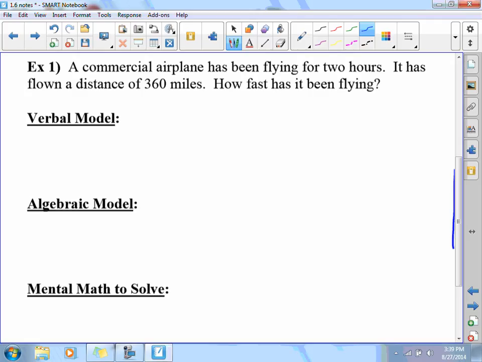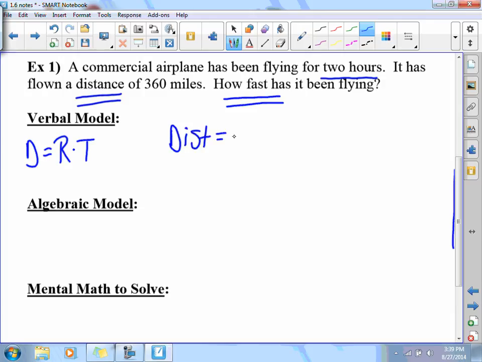So there's a couple key words that you should recognize in here, or some concepts. There's distance, and there's how fast, and then we know 2 hours. So this is basically setting up a distance equals rate times time problem. We know the distance. We want to find how fast it's been going, which is the rate. And then we also know the time, okay? So our verbal model is going to be that distance equals rate times time.